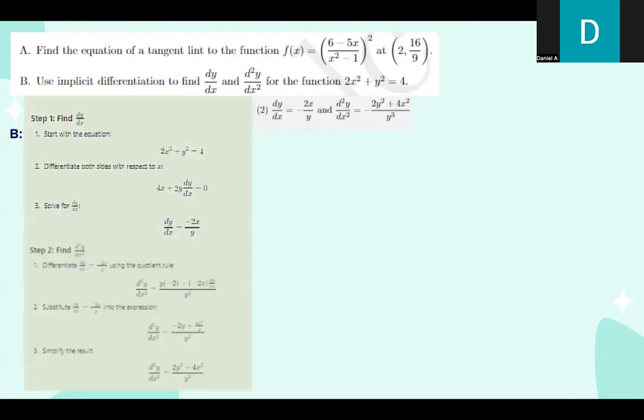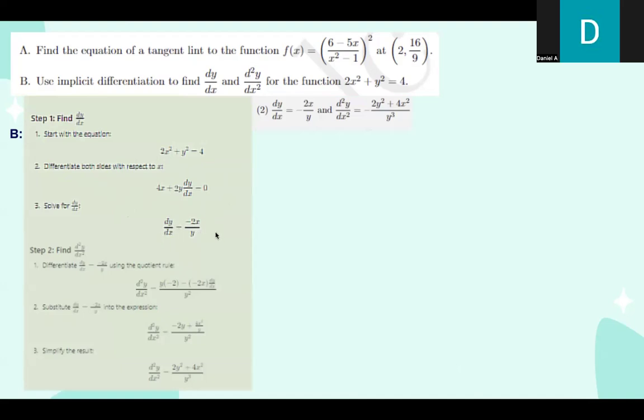Now, let's get to part B. Use implicit differentiation to find dy/dx and d squared y over dx squared for the function 2x^2 + y^2 = 4. Step 1 is to find dy/dx. Start with the equation 2x^2 + y^2 = 4. Differentiate both sides with respect to x, which is 4x + 2y dy/dx = 0. Now we just solve for dy/dx, which gets us negative 2x over y.